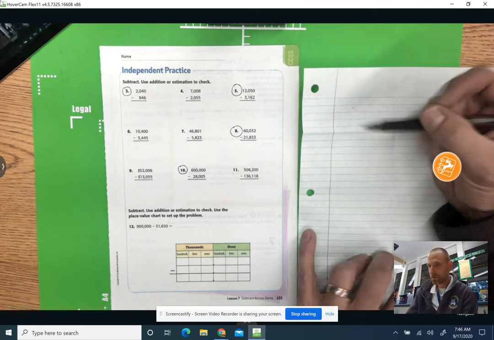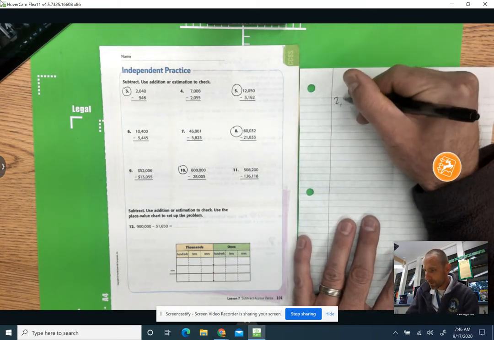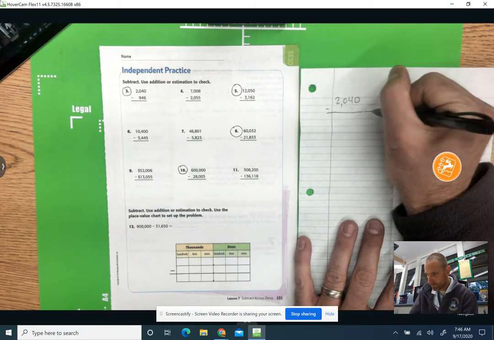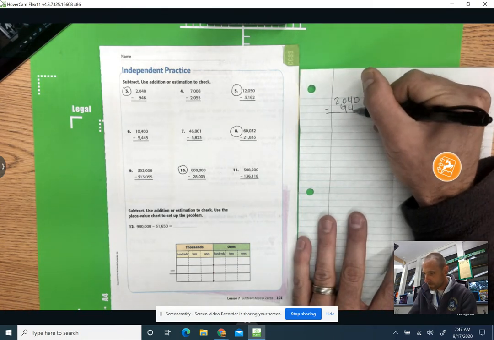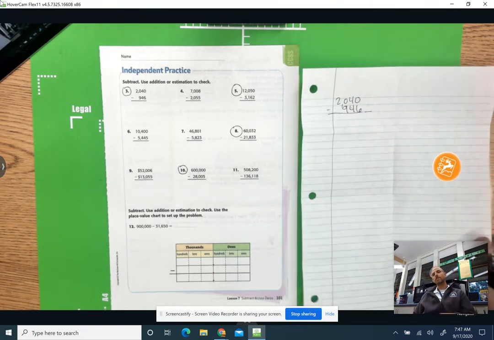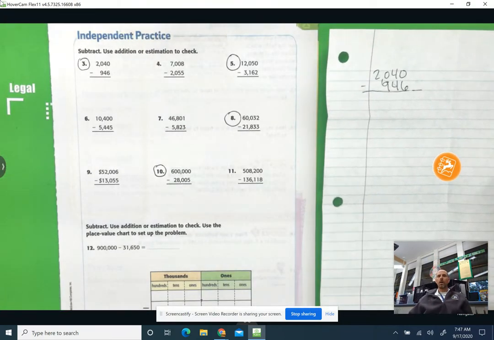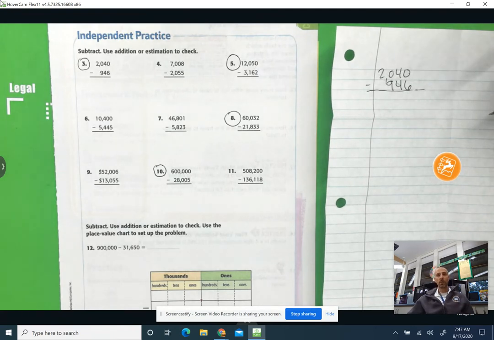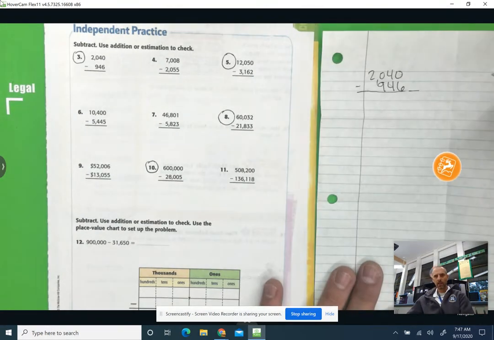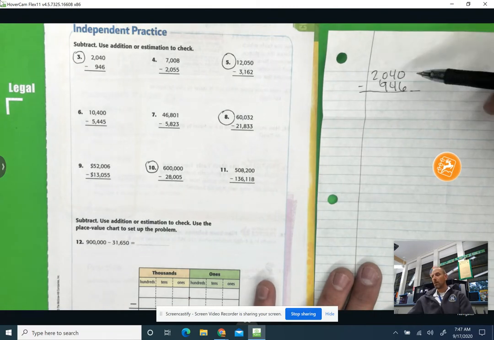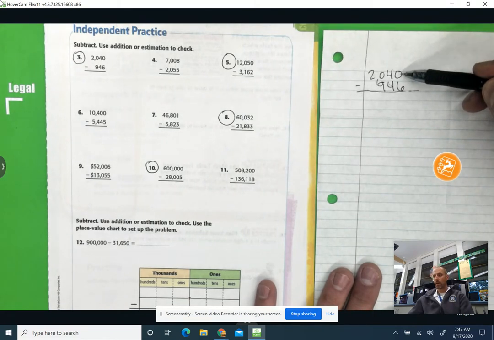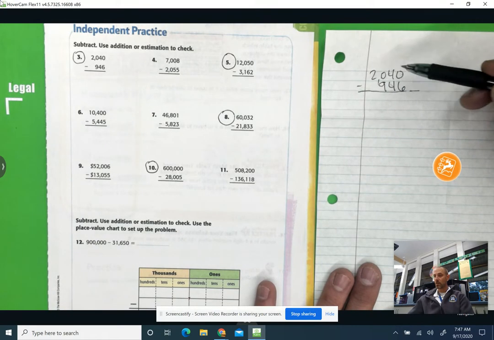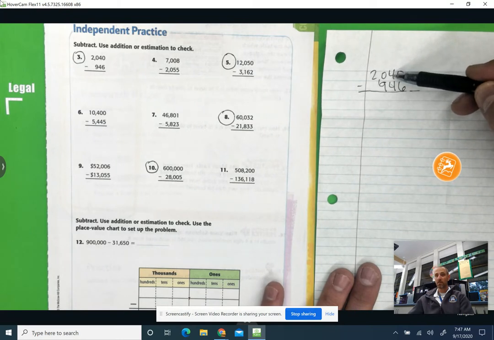Number 3, 2,040 minus 946. Okay, and so we are subtracting, and we have zeros as digits in our top number. We have to borrow. So let's scan. Let's take a look and see what we have going on here. In the ones place, we have a 0, and that means that we're certainly going to have to borrow from the tens place. I see that once I borrow from this tens place, it's going to make this 4 a 3.